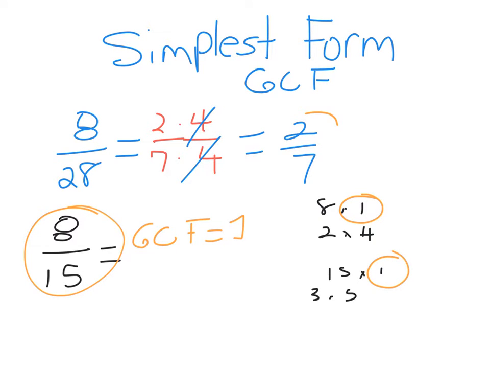If we go back up here and look at this one, we also know that 2 and 7 are prime numbers now, and their greatest common factor is going to be 1 because there's no other factors there.